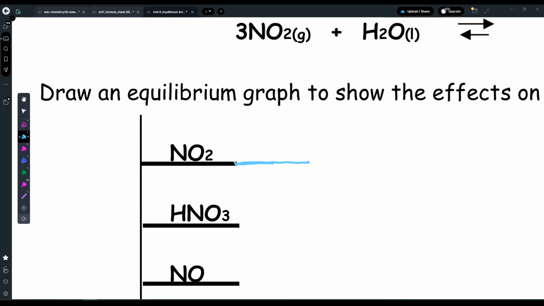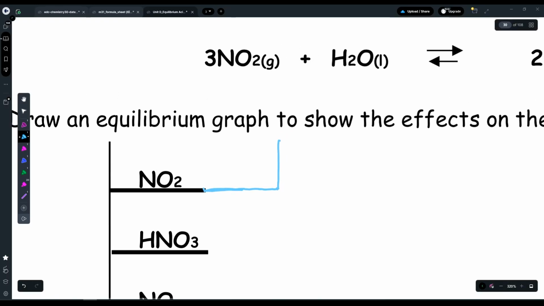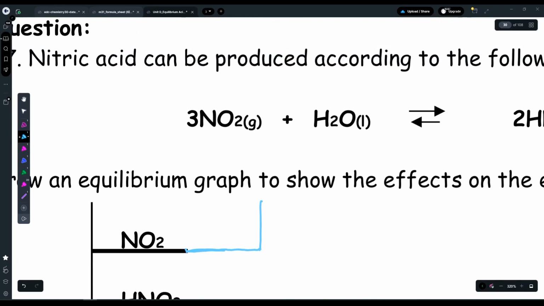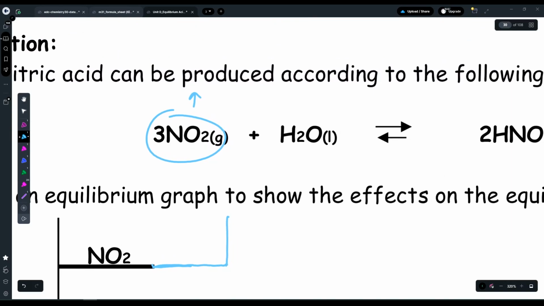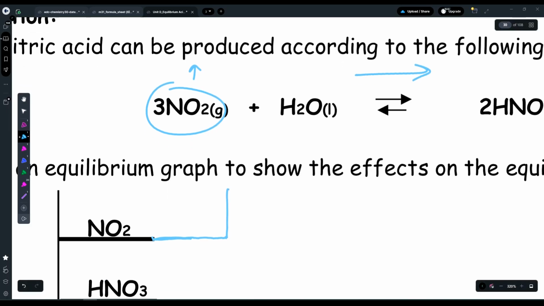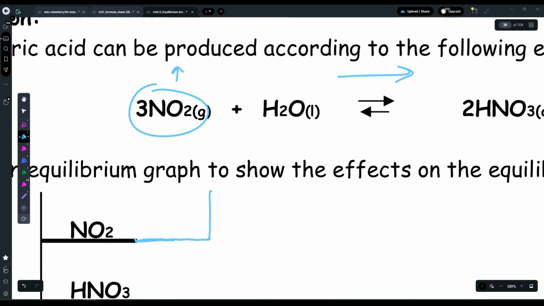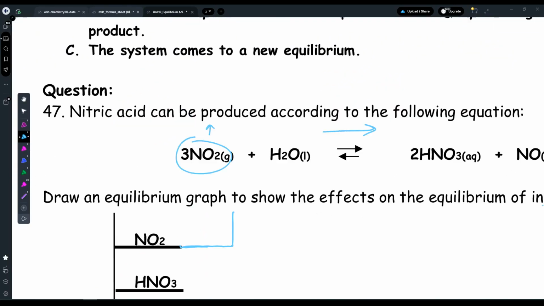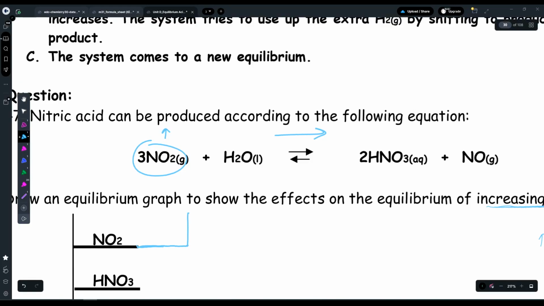Since we're adding nitrogen dioxide, that means we're going to suddenly increase the concentration. Since we're increasing the concentration of nitrogen dioxide, the equilibrium is going to shift away from that. Okay? So what that means is the forward reaction will be favored.